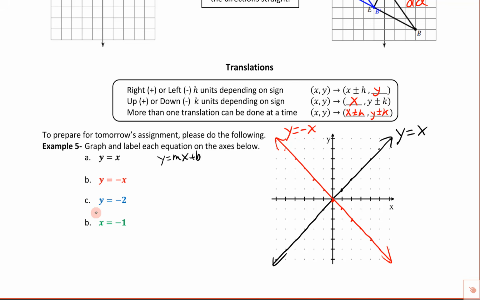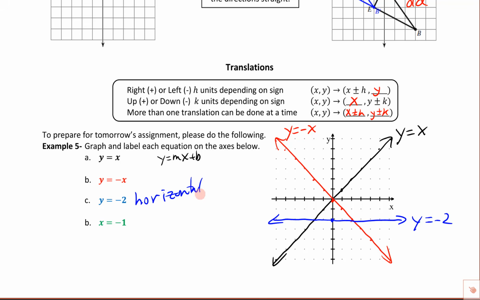y equals negative 2. Now if you remember, y equals a number is a, which is it? Is it horizontal or vertical? Remember, it crosses the y-axis at -2, so let's see if we can figure this out. It crosses right there, and then as long as y is -2, x can be anything we want. So we can go as far as we want in the x direction, to the right or to the left. So we get this right here. This is y equals -2.